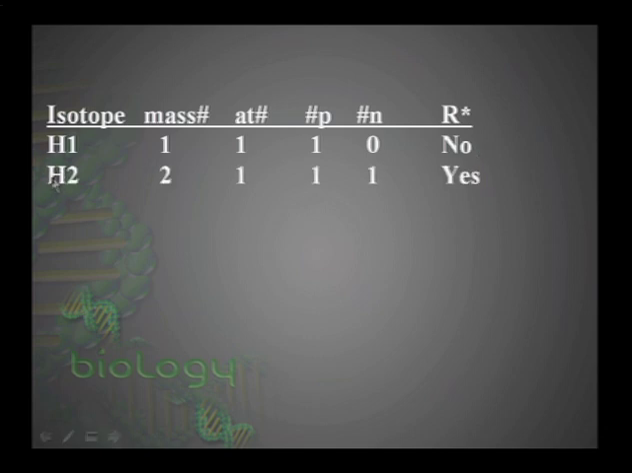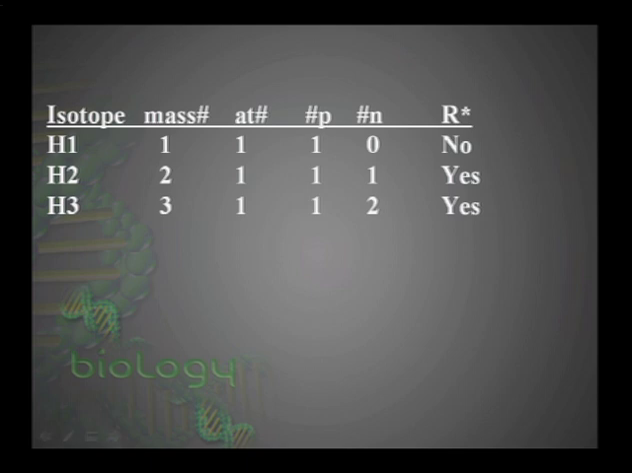Now there's another version of hydrogen, hydrogen 2. It's also called deuterium. It has a mass of 2. It's still hydrogen because it has a single proton, so it would still have atomic number 1, and that means it would have a single proton in the nucleus. But if we now subtract 2 minus 1, it differs from hydrogen 1 in that there's not only 1 proton, but 1 neutron in that nucleus, and this is a radioactive version of hydrogen.